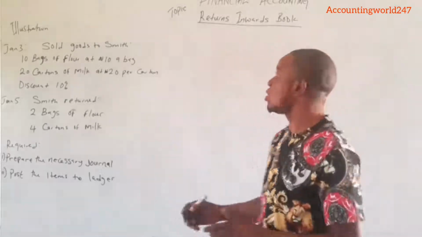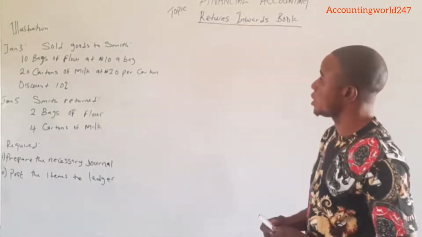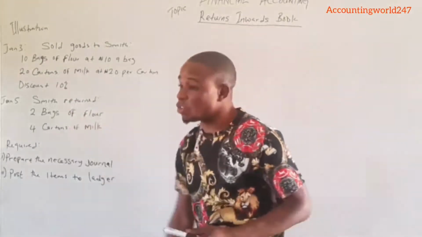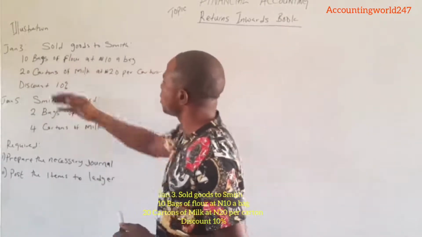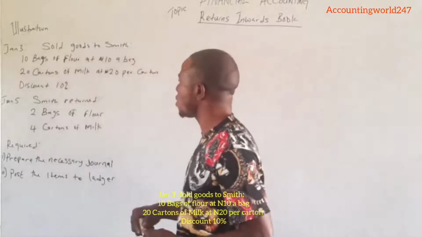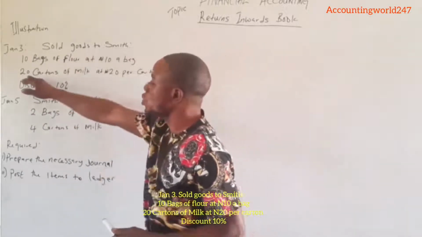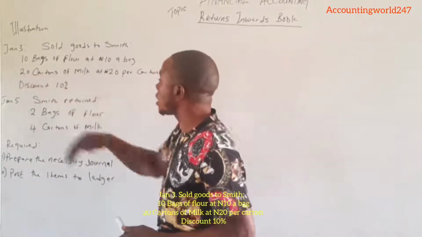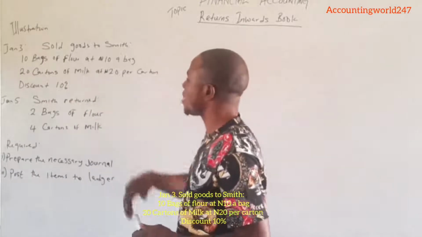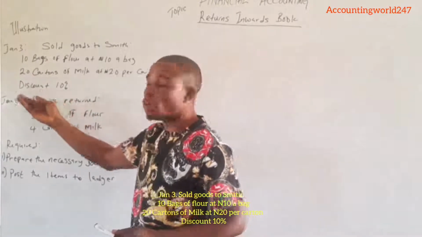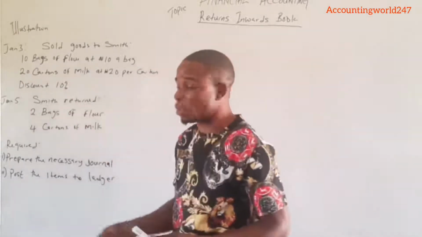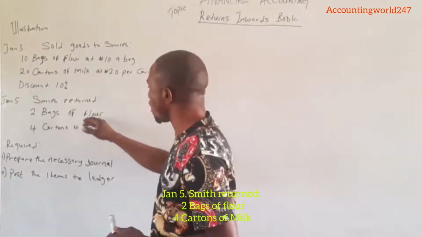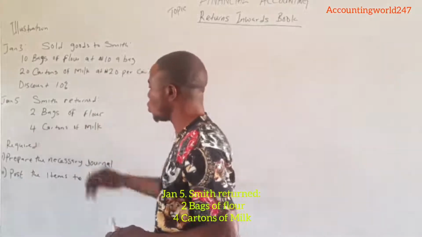Today we want to discuss the return inward book. Looking at the illustration here, we have January 3rd, sold goods to Smith: 10 bags of flour at 10 naira a bag, and 20 cartons of milk at 20 naira per carton. Then there's a trade discount of 10%. And January 5, Smith returned goods, which is 2 bags of flour and also 4 cartons of milk.